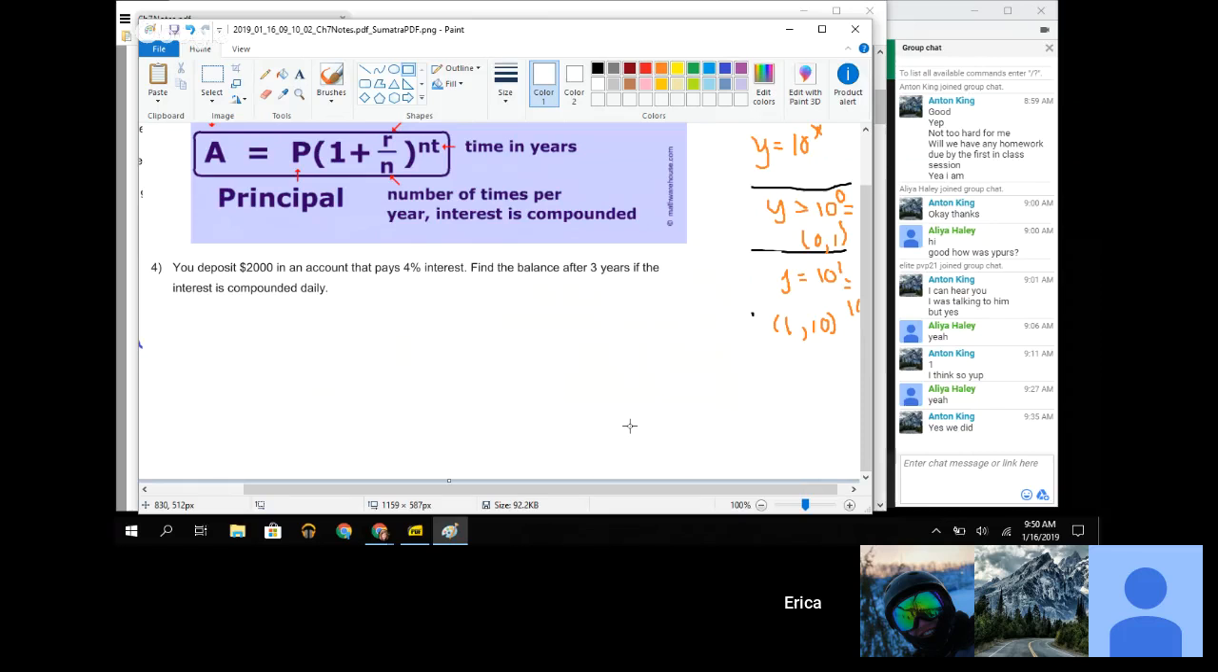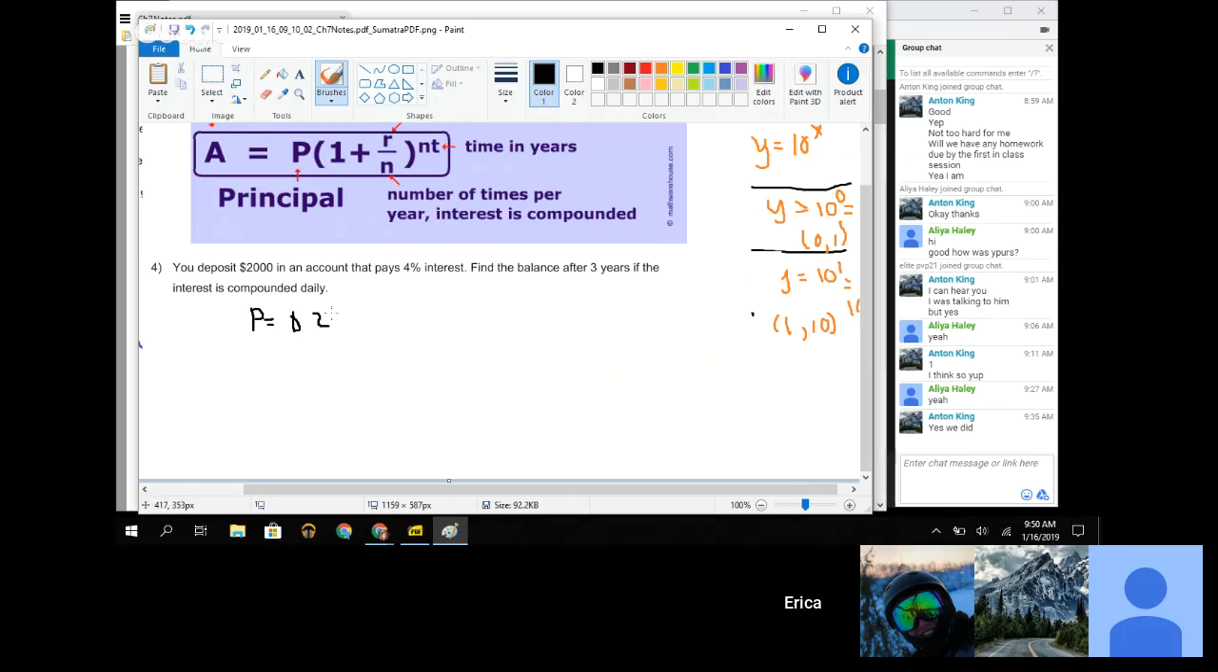You deposit $2,000. You worked hard all summer and saved up $2,000. You deposit $2,000 in an account that pays 4% interest. Find the balance after 3 years if the interest is compounded daily. So we're going to take this equation and plug in what we know. The $2,000 is your principal, your initial amount.